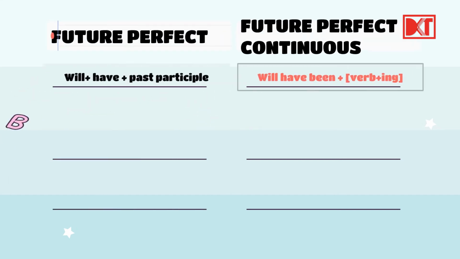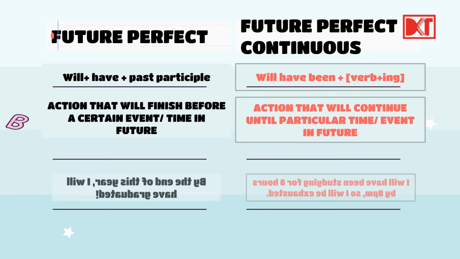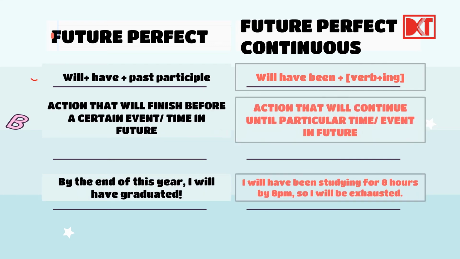Okay, so here now we have future perfect and future perfect continuous. How are they formed? Future perfect is formed with will plus have plus the past participle, which is V3. Then we have perfect continuous. How is that formed? Will have been plus the verb ing. Since it is the continuous form, we use verb plus ing. And when is future perfect used? When we have to tell about an action that will finish before a certain event or time in future.